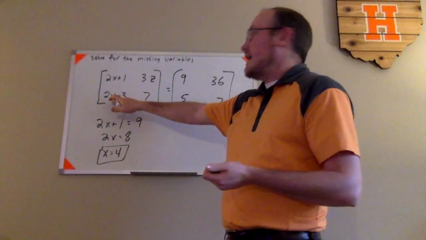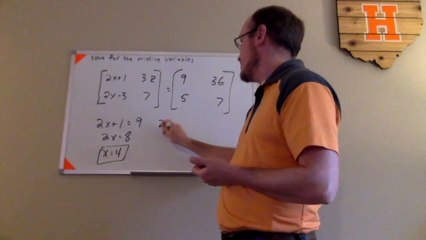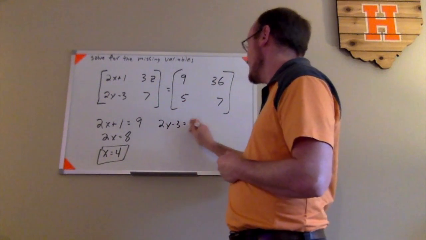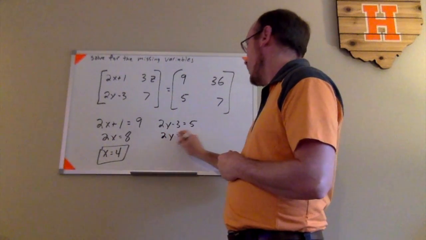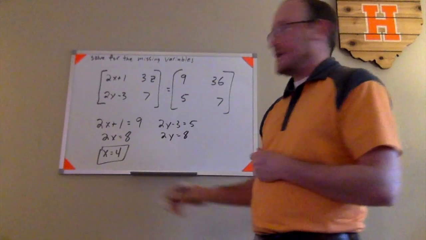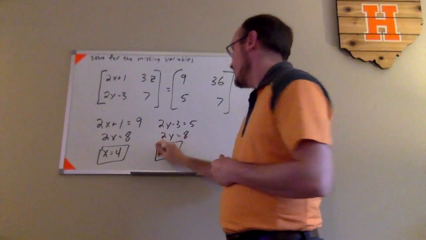Same thing, I can find y by setting this entry equal to its corresponding entry over here. So I have 2y minus 3 is equal to 5. Going ahead and adding 3 to both sides, I'll have 2y is equal to 8 as well. And again, dividing by 2, I'll have that y is equal to 4.